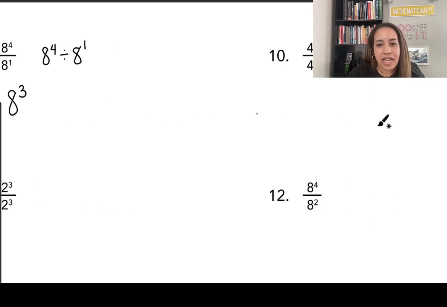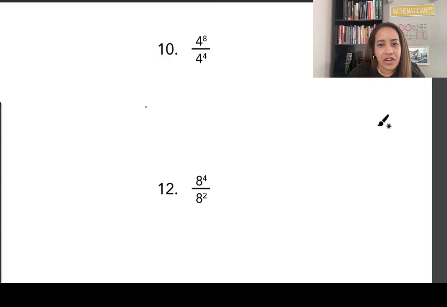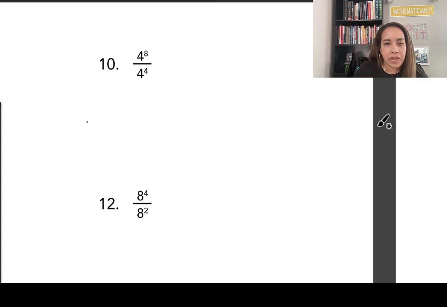Here is number 10. This is another division problem. This is the same as 4 to the 8th power divided by 4 to the 4th power. So we know that we should keep the base the same, and since it's division, we should subtract the exponents. 8 minus 4 gives us 4.